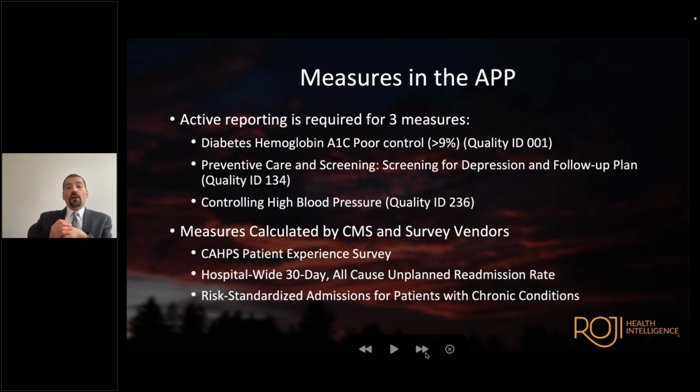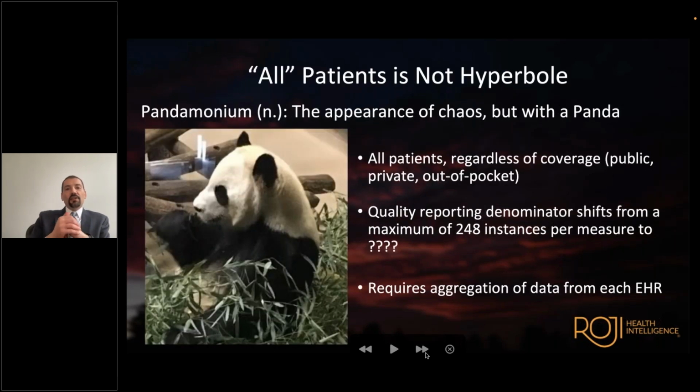There are a couple of measures that are calculated off the books, I'll say, by CMS, where they will look at their claims data and they will calculate your rates for hospital-wide 30-day all-cause unplanned readmissions, and they'll also look at risk standardized admissions for patients with chronic conditions. So if a patient has a certain chronic condition, how often is that patient in the hospital? In addition to those two, there is a CAHPS patient experience survey, and that is part of the APP as well. So all patients is not hyperbole.